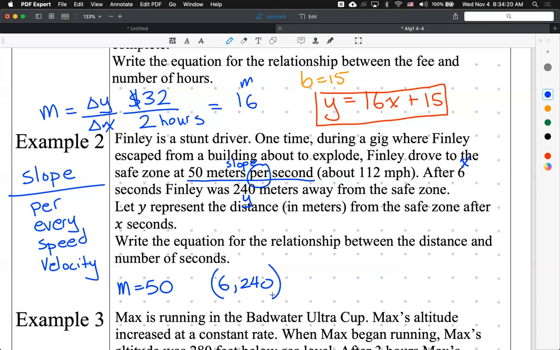There's 2 hands. We need to find B. We need to find the y-intercept. But we don't have B. But we do have 3 numbers. We have a slope, an x, and a y. How could I use those to figure out what B is? Still only those 2 hands. Yeah, Yesenia.